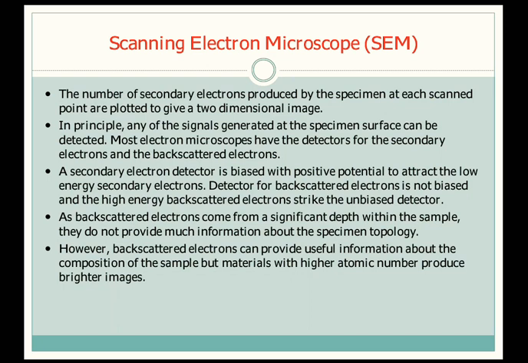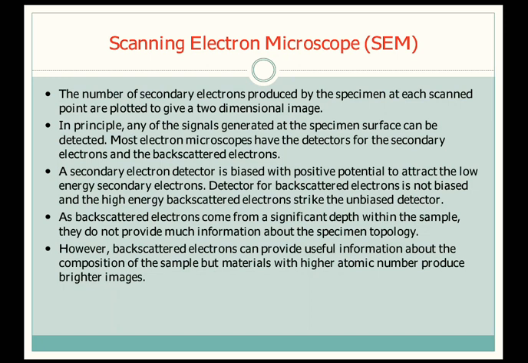Most electron microscopes have detectors for the secondary electrons and the backscattered electrons. So the detector will detect the secondary electrons and backscattered electrons. Backscattered electrons or secondary electrons are those electrons which hit the specimen and reflect back. A secondary electron detector is biased with positive potential to attract the low energy secondary electrons. The detector for backscattered electrons is not biased, and high energy backscattered electrons strike the unbiased detector.